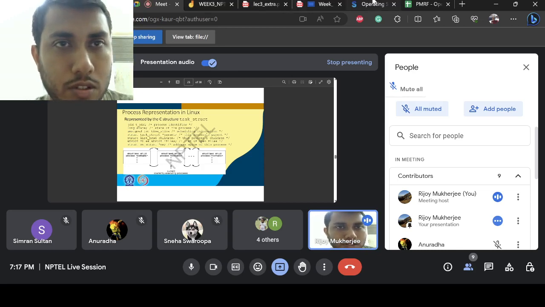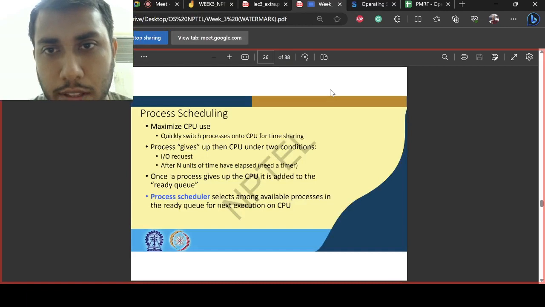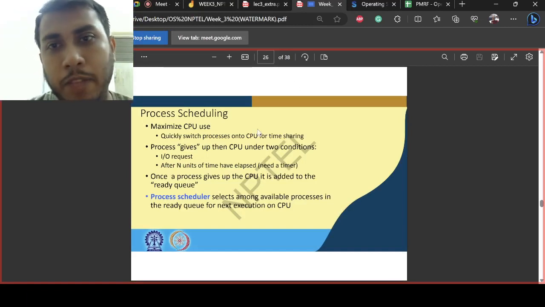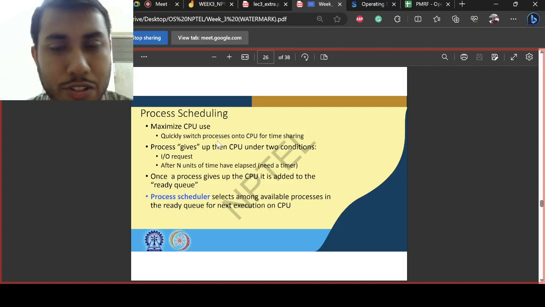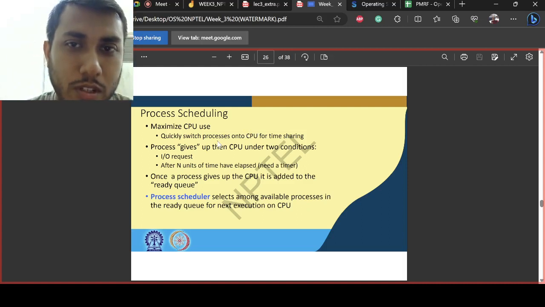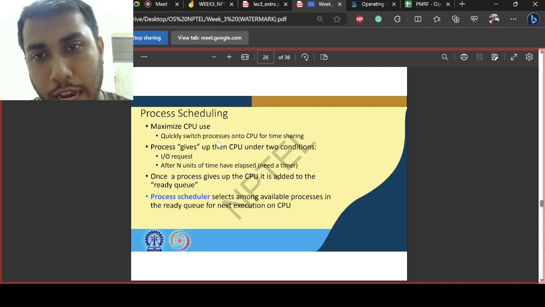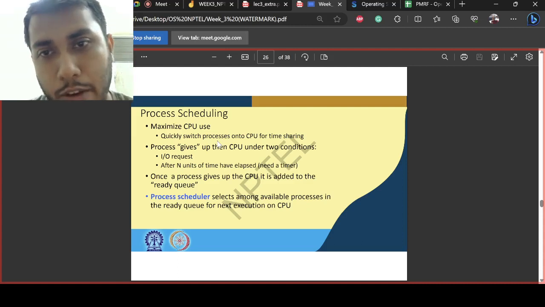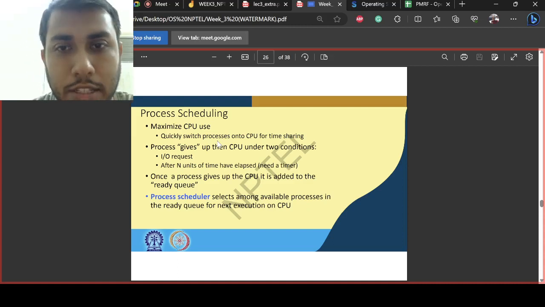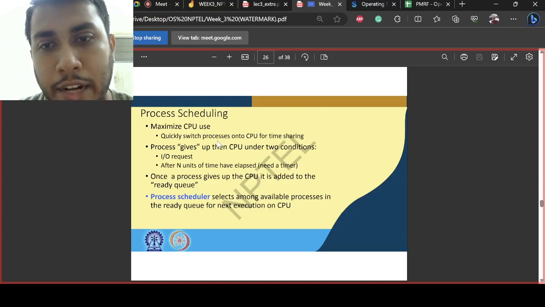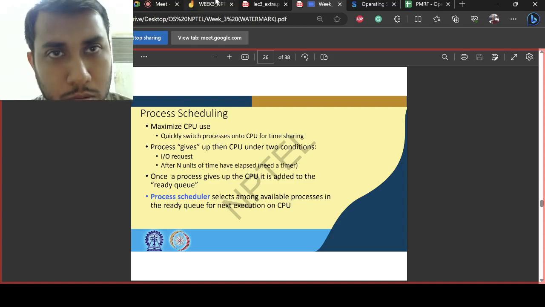Okay, so let's go to the next slide. This is process scheduling. The aim of process scheduling is to have time sharing. A process gives up the CPU under two conditions: an IO request comes, or a timer has elapsed. Once a process gives up the CPU, it is added to the ready queue. So it comes back to the ready queue.